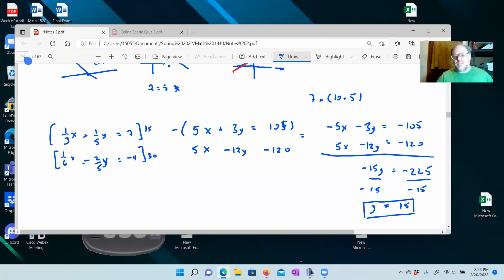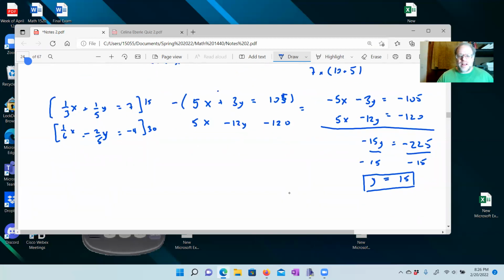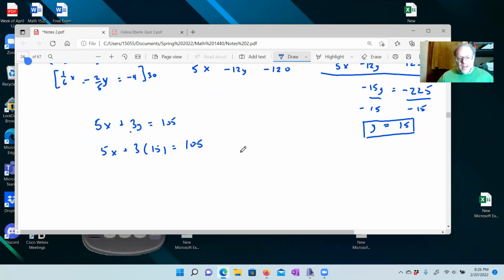Now you can pick any variation you would like. You're allowed to pick any variation of the equations that you have up until this point. So I'll tell you what, let's go with the 5x plus 3y is equal to 105. Let's plug in the 15, so we have 5x plus 3 times 15 is equal to 105. So this is 5x plus 45 equals 105. Let's go ahead and subtract 45 from both sides.